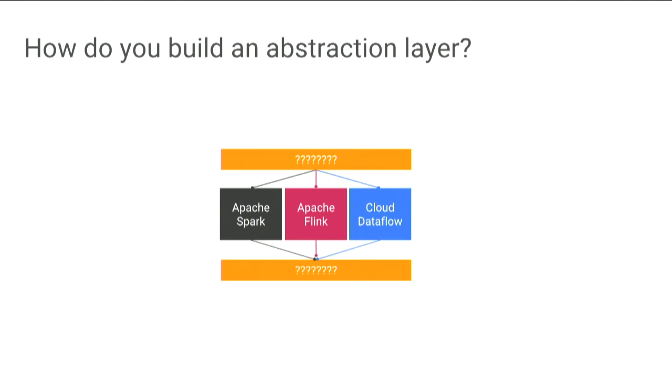But before I go into that, let's talk a little bit about how we really build an abstraction layer. If we have Apache Spark and Apache Flink or Cloud Dataflow or another runner, how do we really build an abstraction layer that raises the level of abstraction so that anything can run on this?